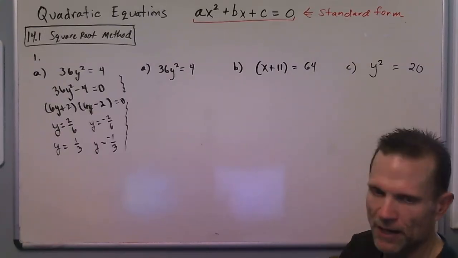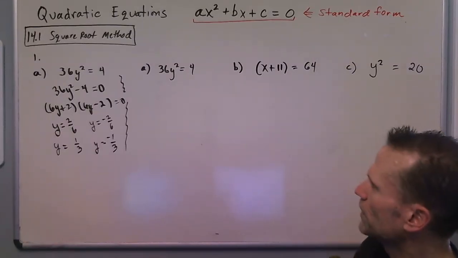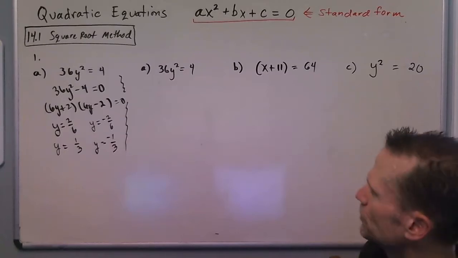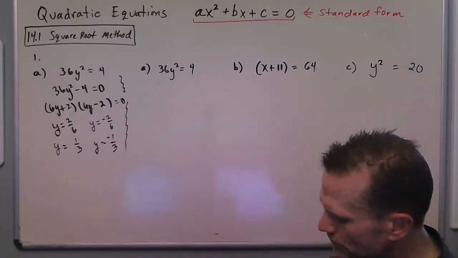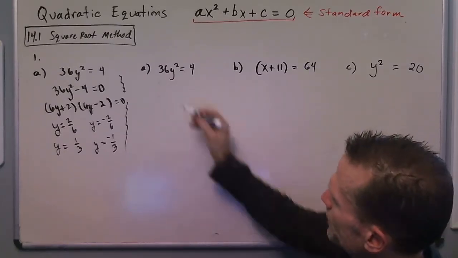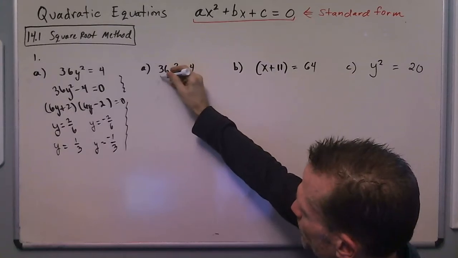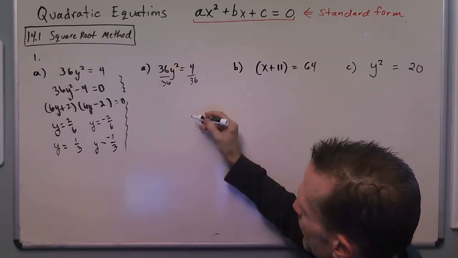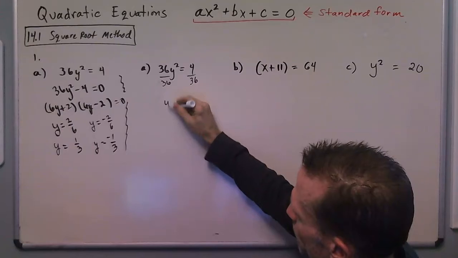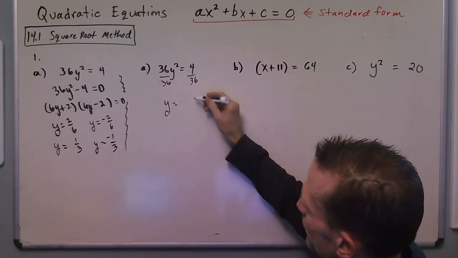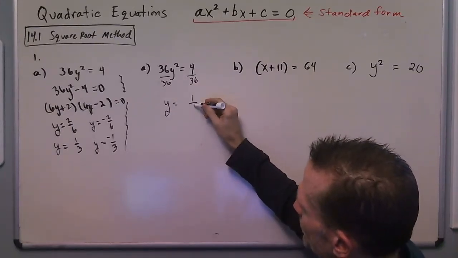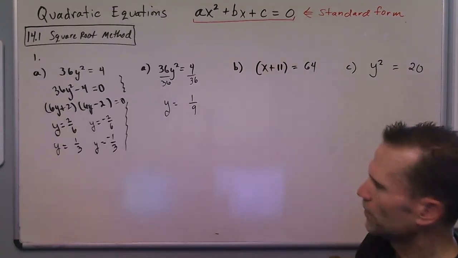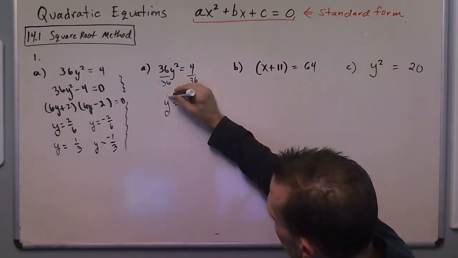But what we're going to look at now is a new way to solve a quadratic equation using the square root method. So what we're going to do here is isolate this y squared by dividing by 36. Okay, and then what we get here is y squared is equal to 1/9.